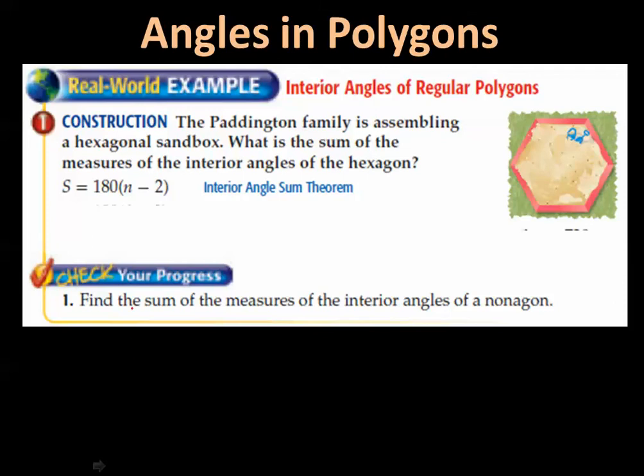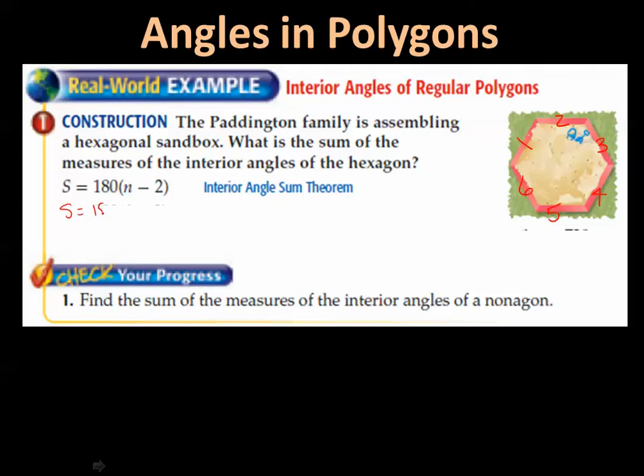So let's look at this little problem. It says the Paddington family is assembling a hexagonal sandbox. What is the sum of the measures of the interior angles of the hexagon? So I'm wondering, oh, that's a shovel and a pail. I couldn't figure out what that was over there. If it's a hexagon, you have to remember how many sides it has. 1, 2, 3, 4, 5, 6. But hopefully you remember that just because of the word hexagon.